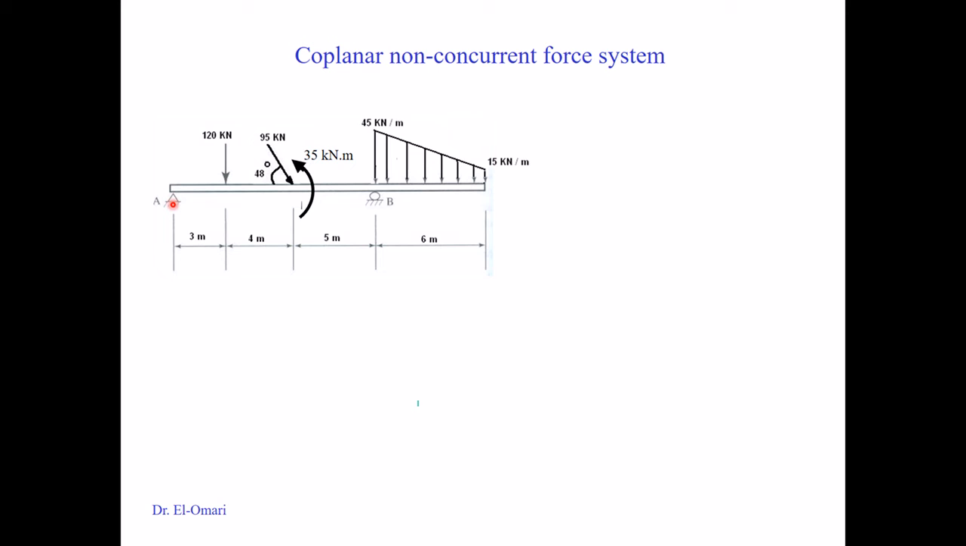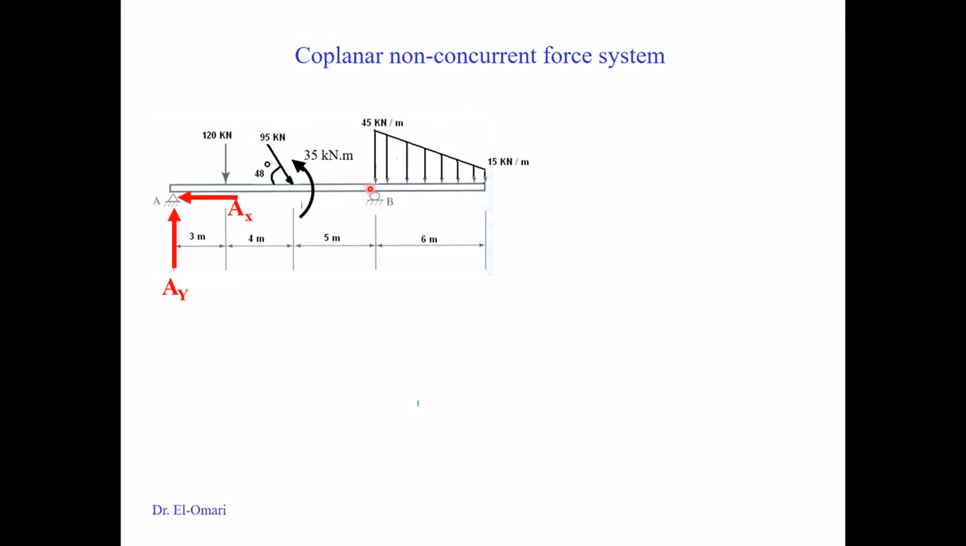Always think at a support what it will prevent, and then you just place the reactions. This is known as a pin support. A pin support will allow rotation, but it won't allow motion or movement. So you look at the y direction, it won't allow it to move, so you place a reaction, and in the x, you place a reaction in the x.